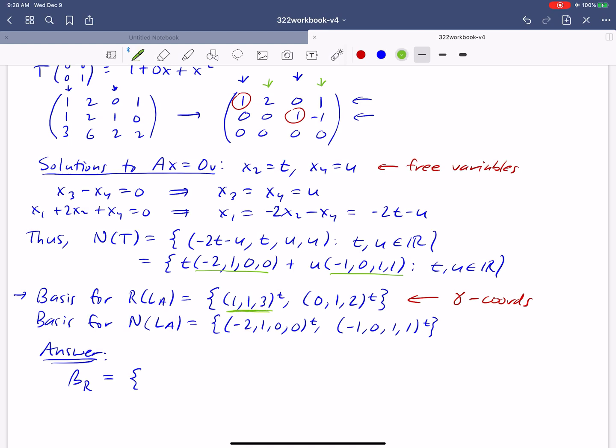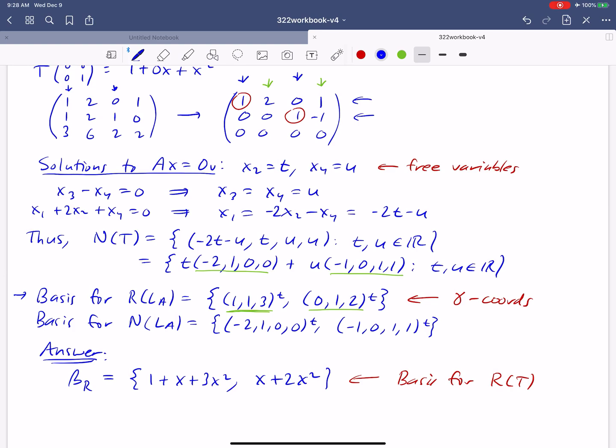Think of 1, 1, 3 as being coefficients on the basis gamma. That means we'd be looking at the 1, 1, 3 and thinking of it as 1 plus 1x plus 3x squared. Let me be consistent with my colors here. So 1 plus 1x plus 3x squared, that's our first actual vector in the basis for the range of T. And then similarly, 0, 1, 2, we'd be looking at that and thinking 0 plus 1x plus 2x squared, which we can write as just x plus 2x squared. And so we have a basis for R of T.